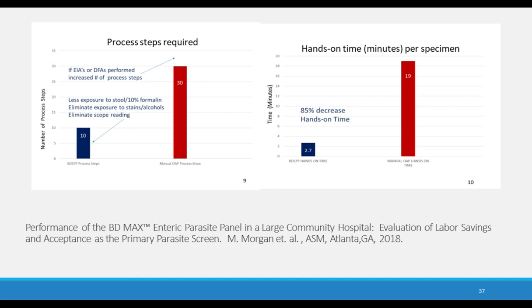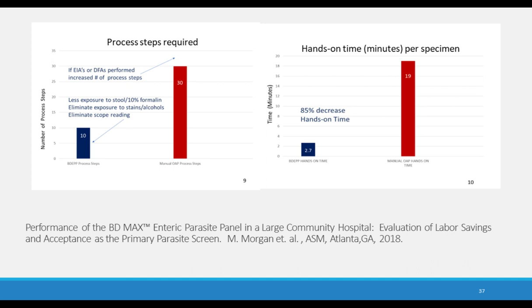This is a study that we did because we were so into the parasite panel, we decided to publish some of the good findings that we found. We've particularly liked having, as you can see in the upper left-hand grid, less exposure to stool, less exposure to the 10% formalin, and all of the stains and alcohols that are involved in the processing of parasitology. It also eliminates scope reading. So you only have about 10 processing steps when you do a MAX Enteric Pathogen panel versus over 30 when you're doing a manual parasite exam.